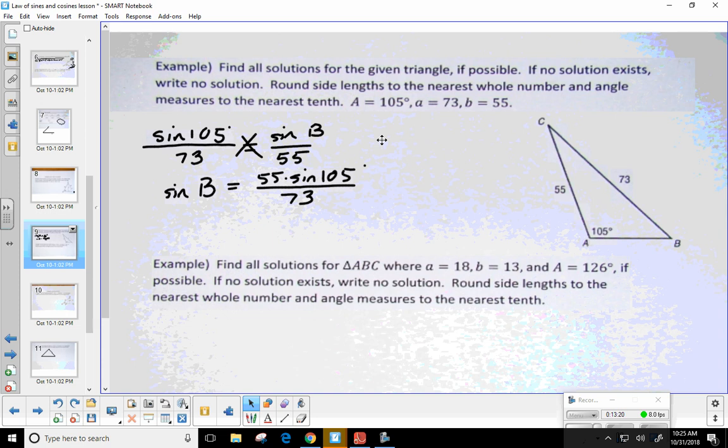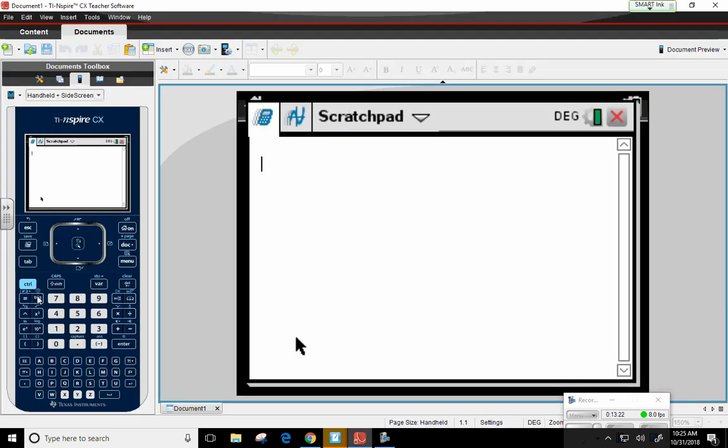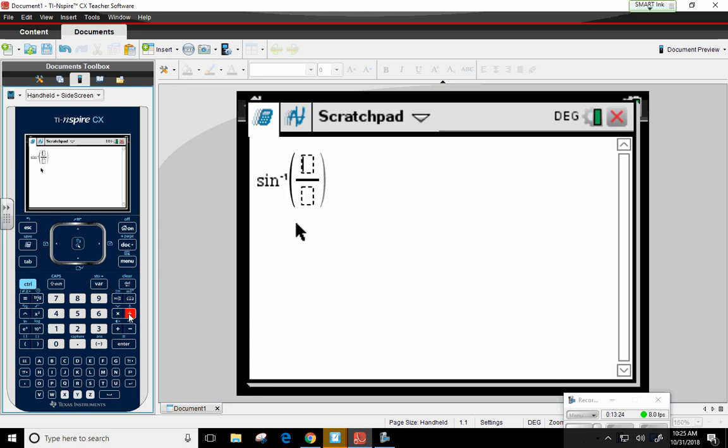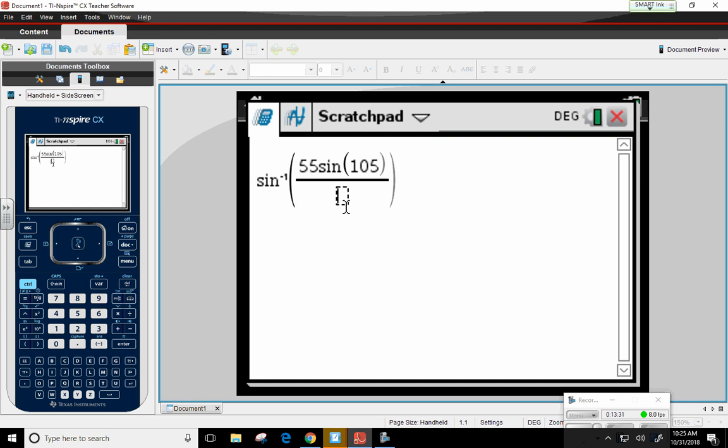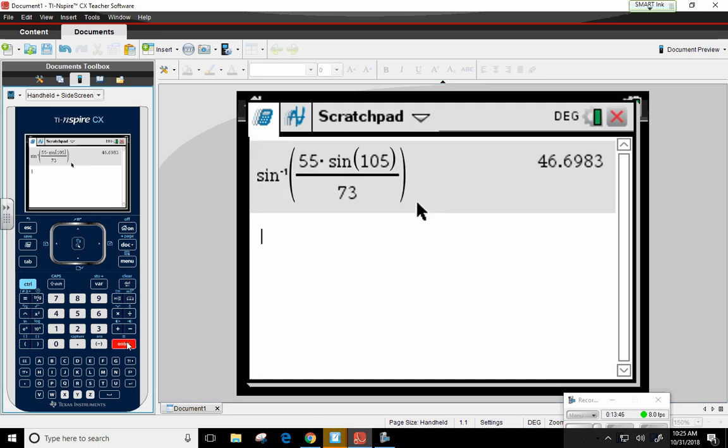So we're going to say the inverse sine and actually type in what we have here: 55 sine of 105, and we're going to divide that by 73. See, in this case we're not going to have any idea what value that gives me, and it really doesn't matter because now I'm immediately given that angle measure. If you want to start doing this, or if you have already begun to, that's fine. I'm getting 46.7 degrees for angle B.